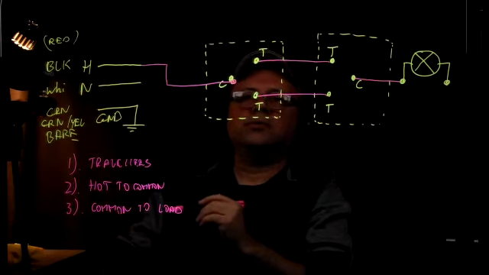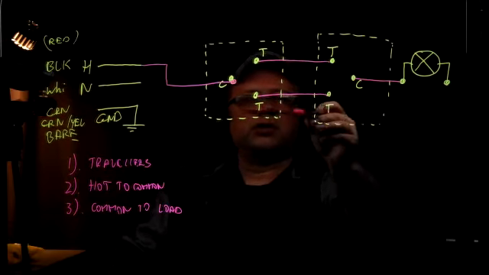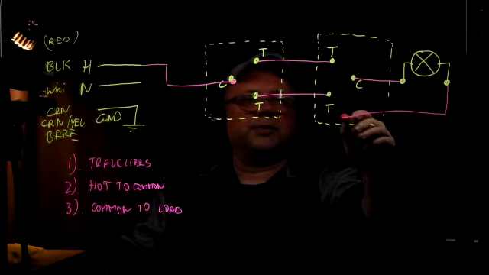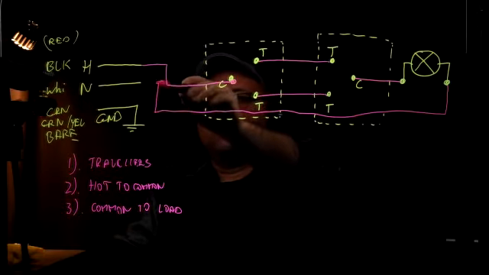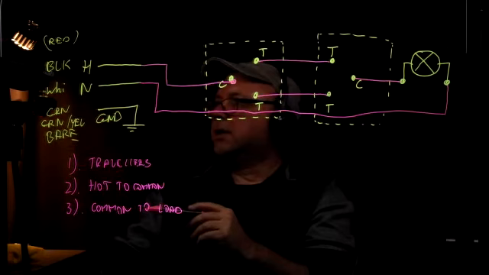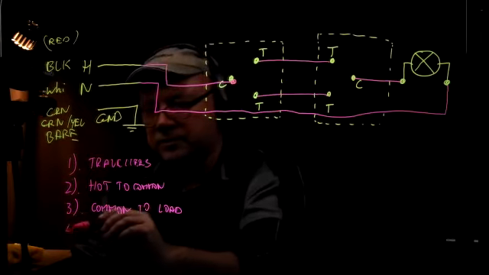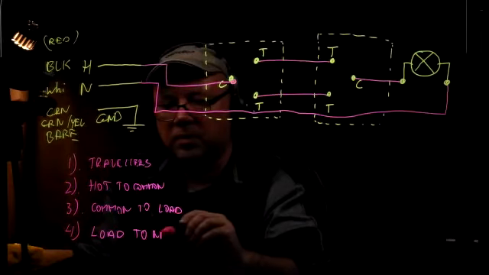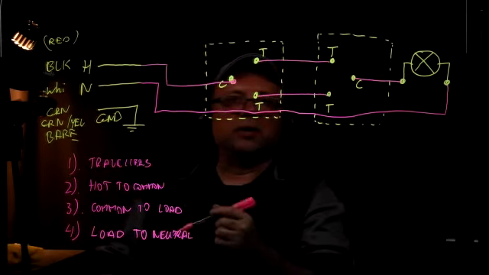And all we have to do right now is to have a return path, just so the current has some way of returning. So we're going to go right through the boxes, from one device box to another, and boom, connect that to the neutral. So 4: load to neutral, the other side of the load. Now we have the whole thing done.